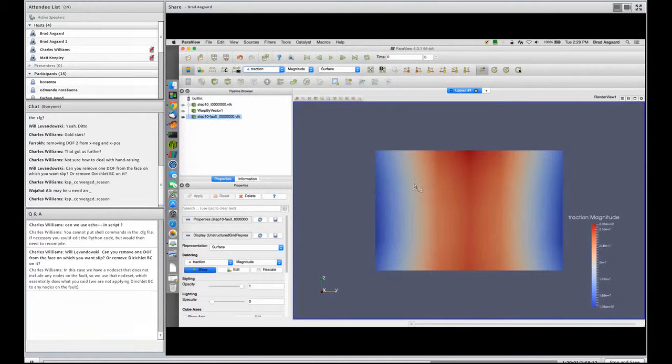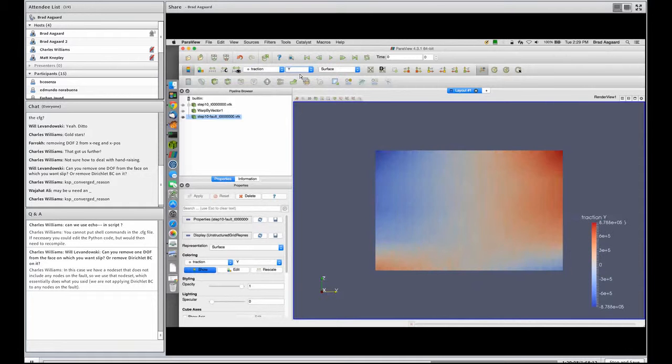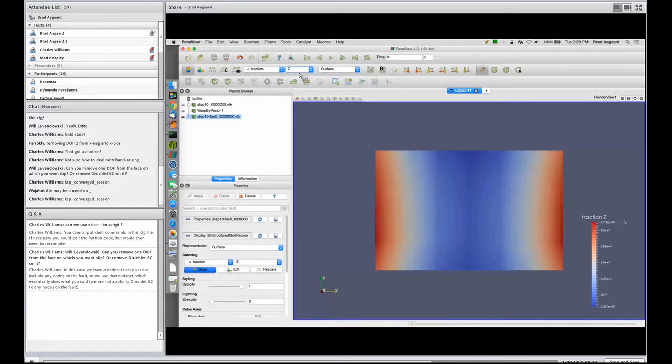So there's our X. Now our X traction is nice and smooth. Y traction, much, much less, essentially near zero, plus or minus very small value. Nice normal traction. So let's check our traction values.